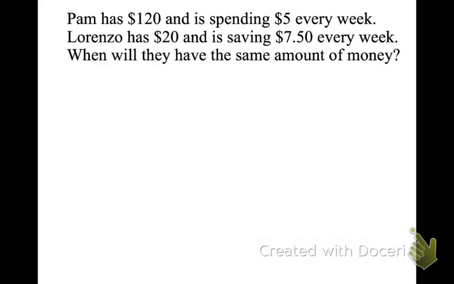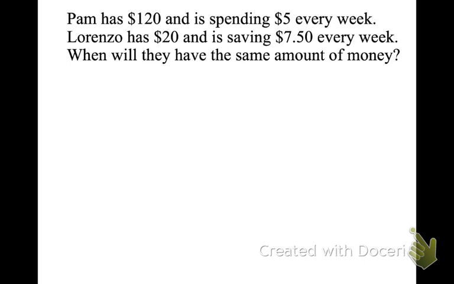All right, I want to try one word problem. It's kind of an easy word problem. Pam has $120 and is spending $5 per week. Lorenzo has $20 and is saving $7.50 per week. When will they have the same amount of money? What are my unknowns? What are my two variables going to represent?